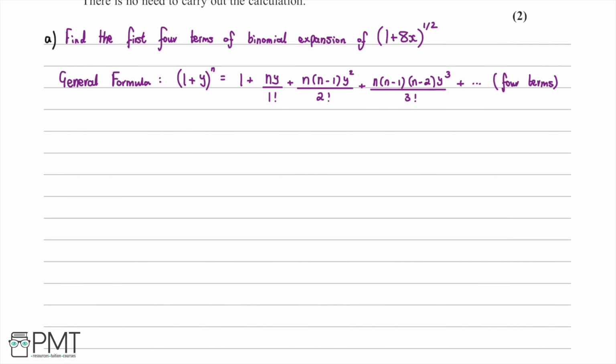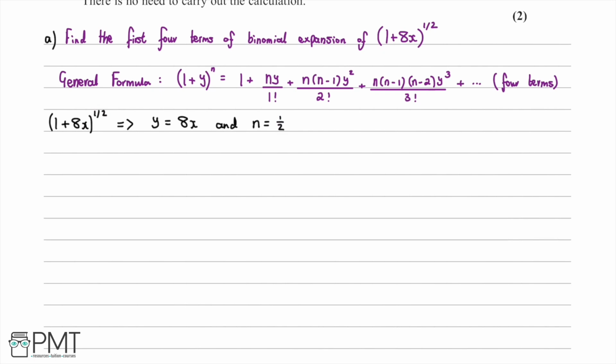So we know that if we have 1 plus y to the power of n, we will have this for our general formula. So we'll have 1 plus n multiplied by y over 1 factorial plus n multiplied by n minus 1 multiplied by y squared over 2 factorial, etc. So now we need to think, how does this apply to our case? So we have 1 plus 8x all to the power of a half. So then we can say our y is going to be equal to 8x, and then our n is going to be equal to 1 over 2.